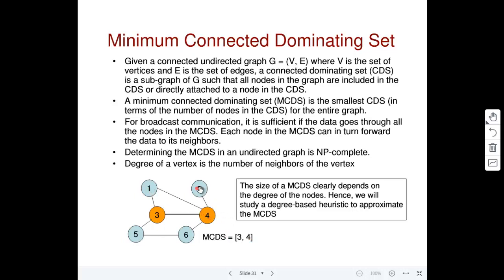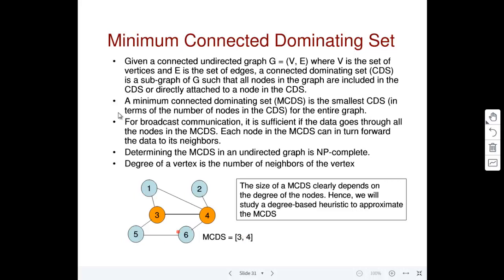In the case of 2, at least one of its neighbors, so 4, is in the CDS. In the case of 5, 3 is in the CDS. In the case of 6, 4 is in the CDS. So if a vertex is not in the CDS, at least one of its neighbors should be in the CDS. So that's how we look at a CDS.